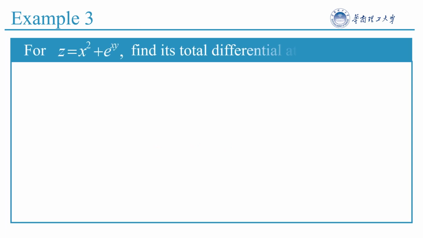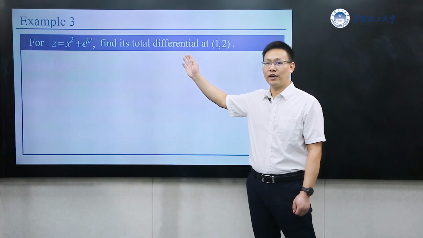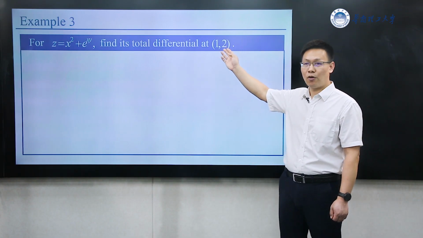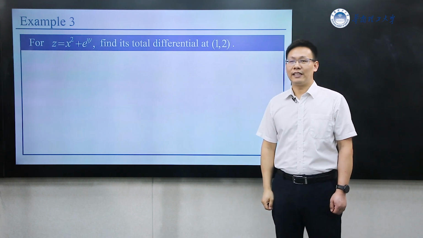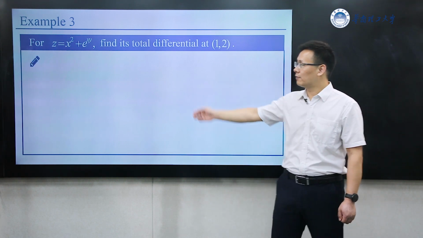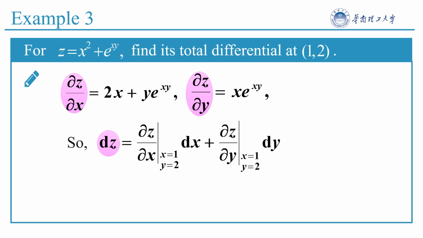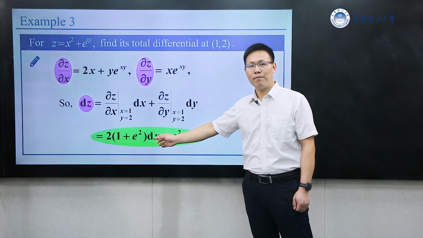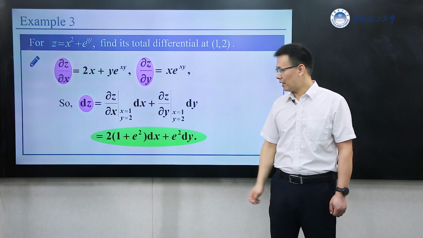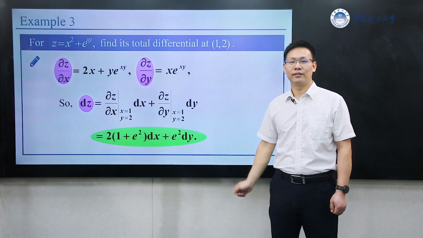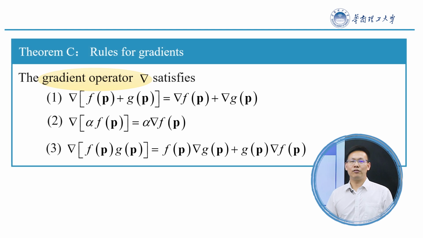Example: for the following function, find its total differential at this point. Note that the two partials are as follows. Substituting x = 1 and y = 2, the total differential dz equals (2 times 1 plus e²) dx plus e² dy.